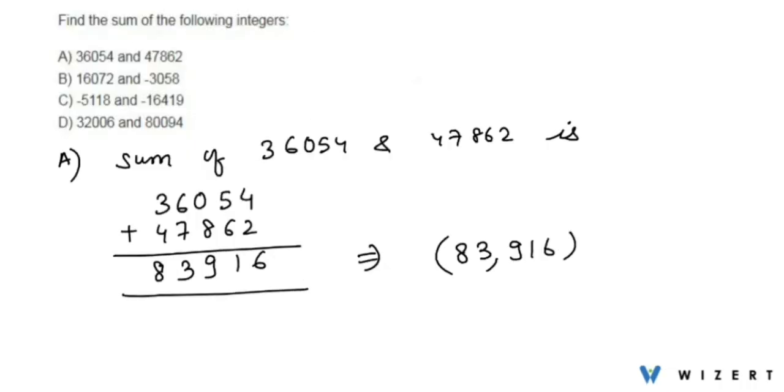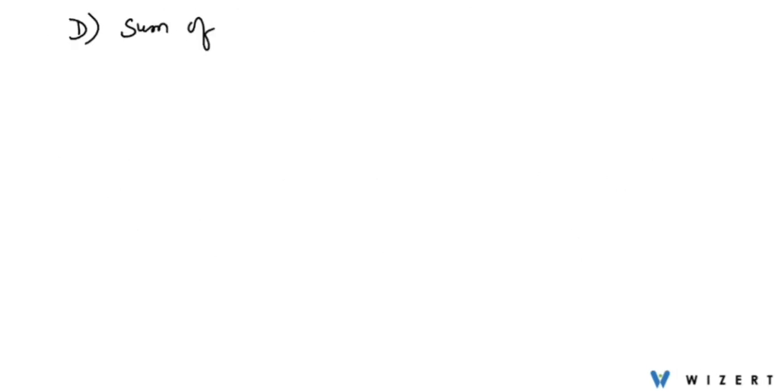Now, if we see the last option, we have to find the sum of 32,006 and 80,094. So let's do the simple addition.